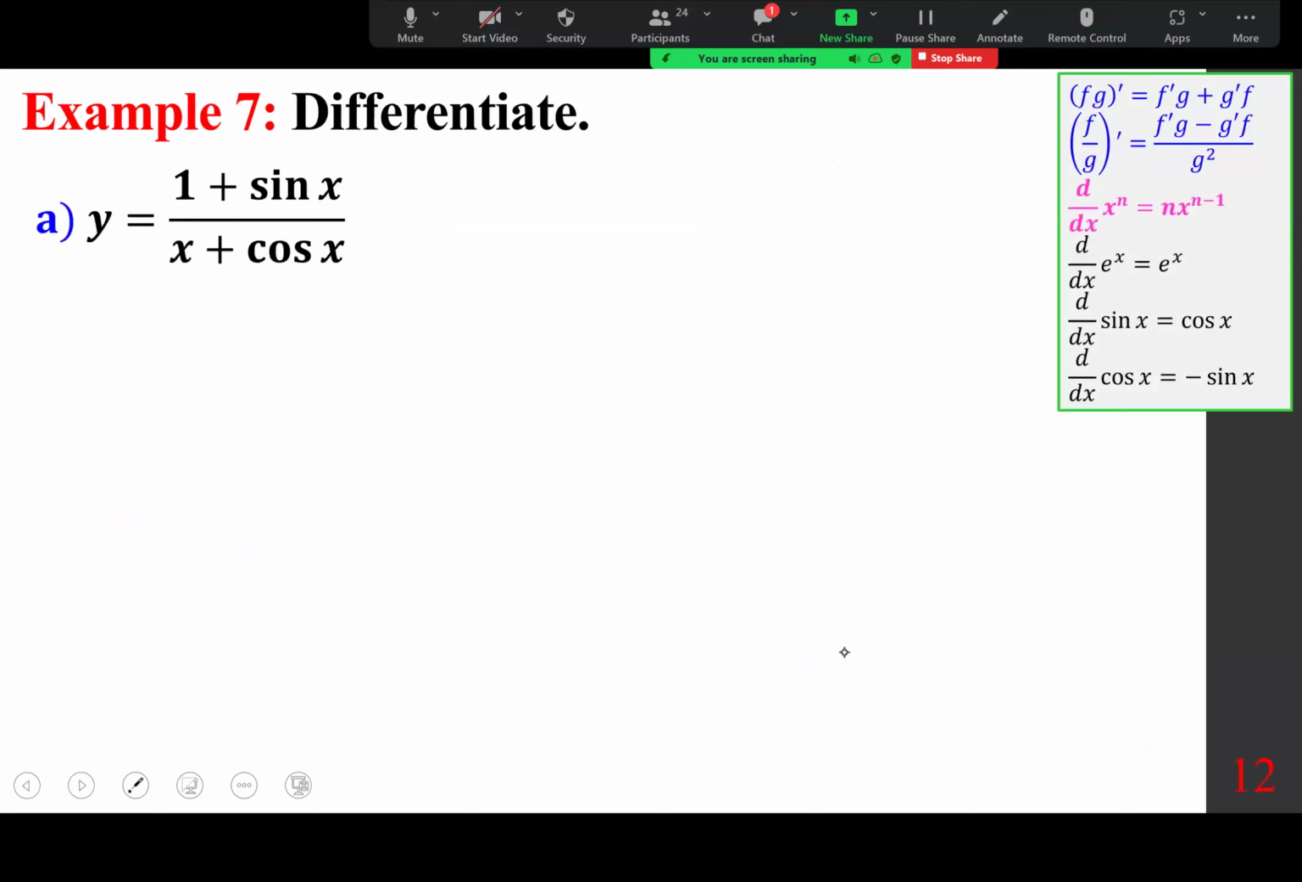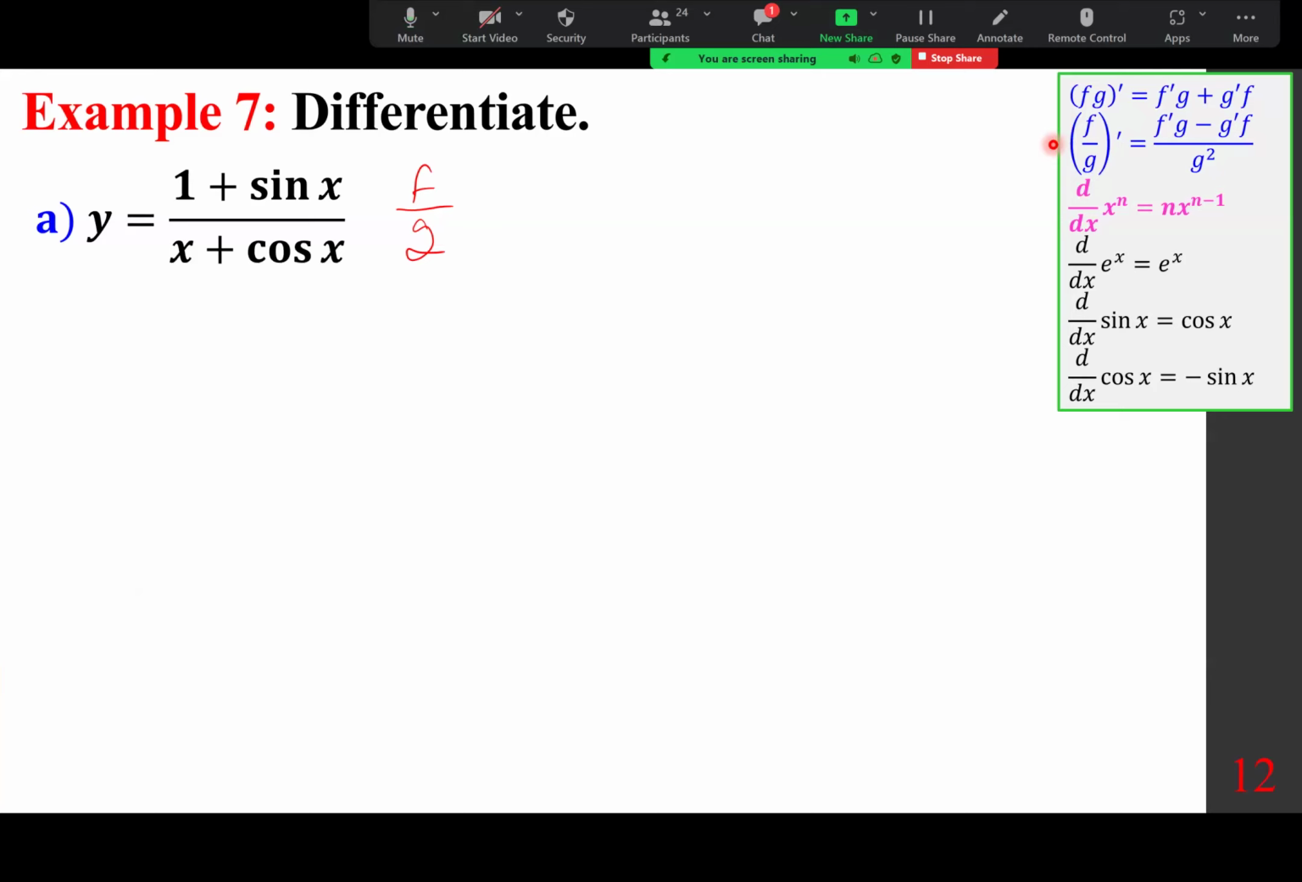We want to differentiate y equals 1 plus sine x over x plus cosine x, and we recognize that we need to use the quotient rule. To do so, let's call this top function the f function, the bottom the g function, and use the shorthand notation f prime g minus g prime f over g squared.